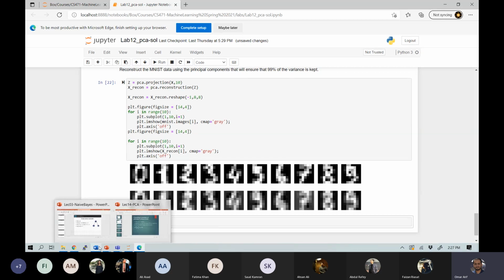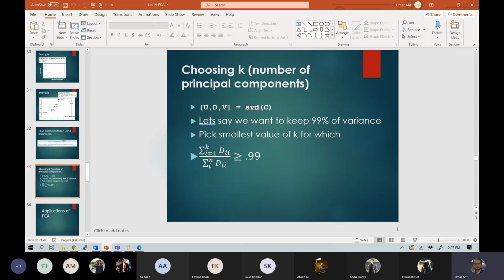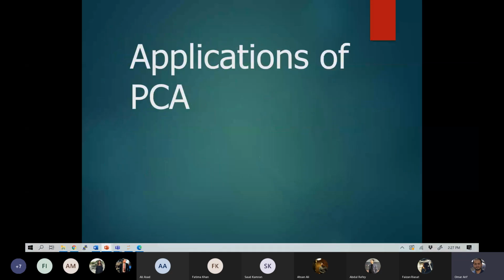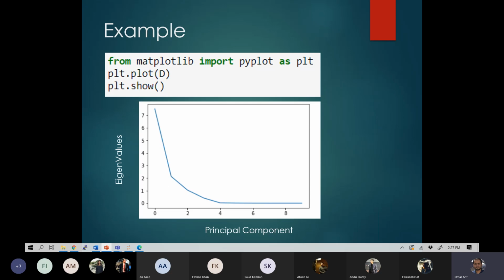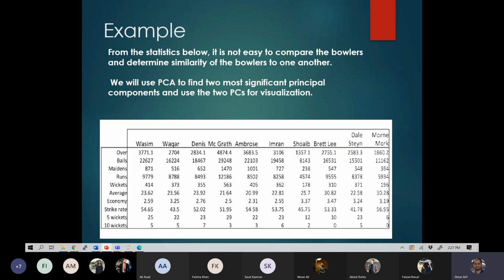Okay, so getting back to the presentation, this lecture, basically we are finished with the principal component analysis lecture. This is another example that we have in the lecture slides, where we have 10 features for each example. We have 10 examples and 10 features for each example.